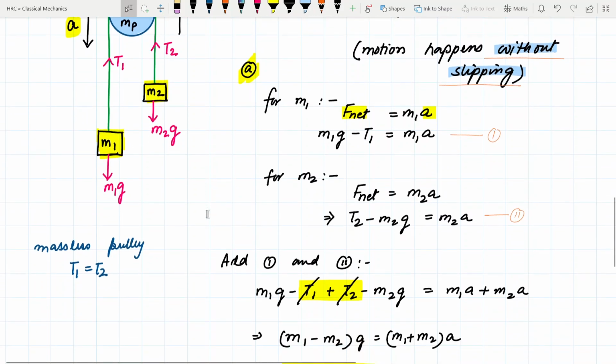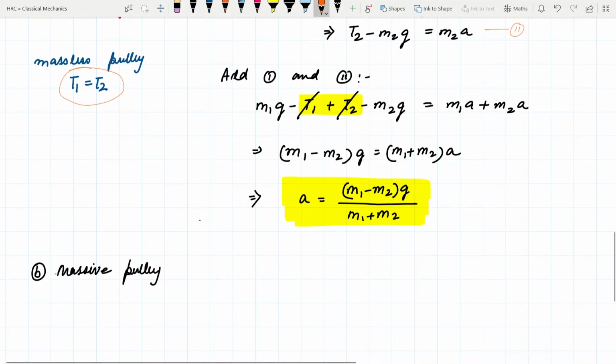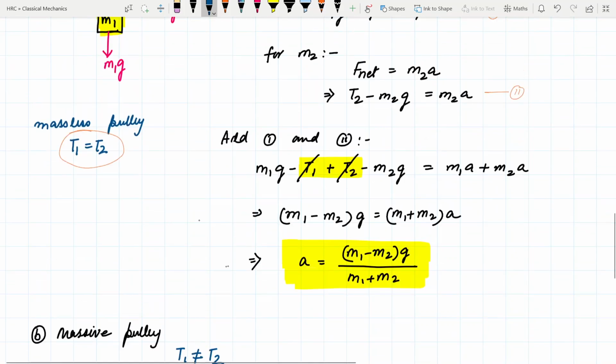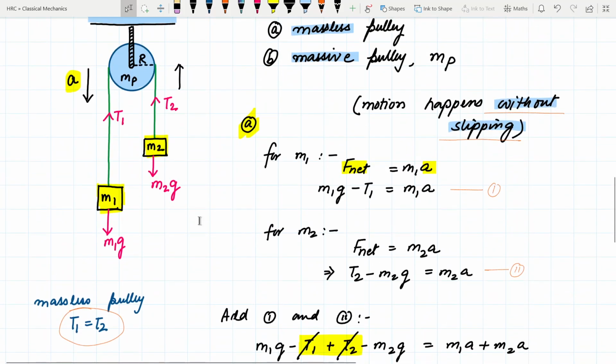Sir, T1 and T2 will not be equal. Exactly. Very good. T1 and T2 will not be equal. All right. For a massive pulley, T1 is not equal to T2. Why? Because now when the pulley is massive, the pulley has a contribution towards the inertia of the system. The pulley is also rotating. It was rotating before too, but now it is rotating with inertia.